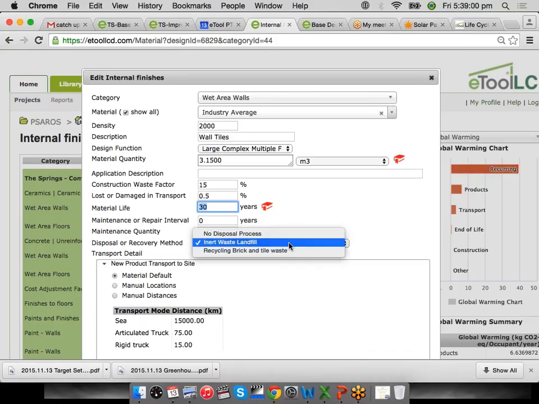Yeah, so if you have a recovery process for that tile, instead of that tile going to landfill and being an impact, you get a little bit of credit for reinserting that tile into the primary loop for production. So this is assuming it's being returned back into a like-for-like product.